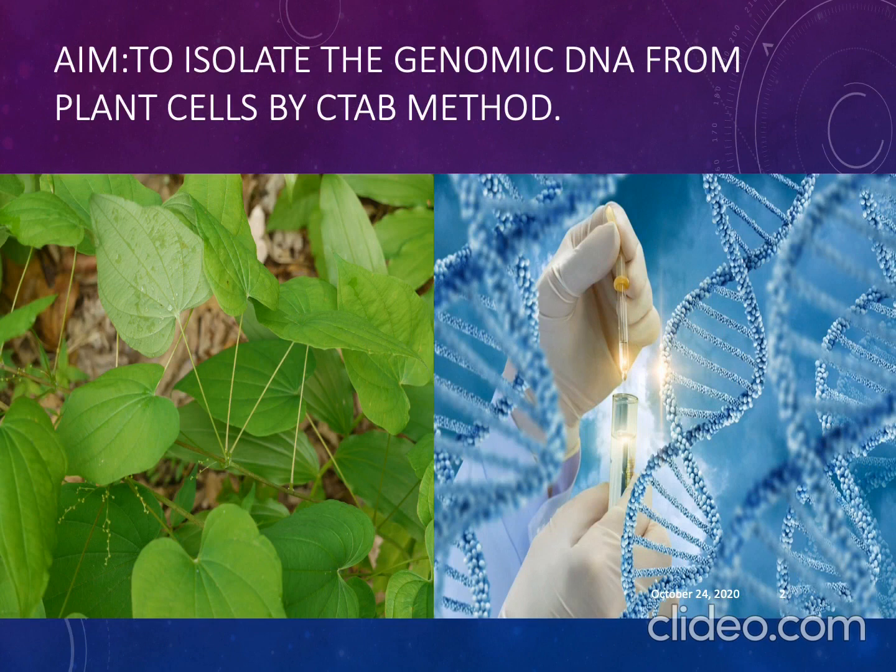The aim of this experiment is to isolate the genomic DNA from plant cells by CTAB method. Here, CTAB stands for cetyl trimethyl ammonium bromide. DNA in plant cells is found in the nucleus, mitochondria and chloroplast.